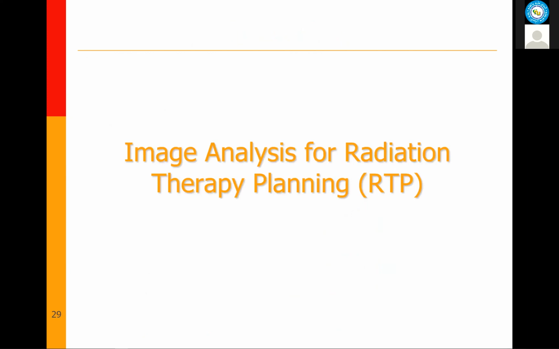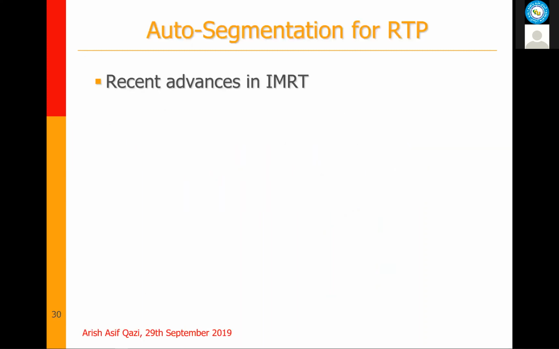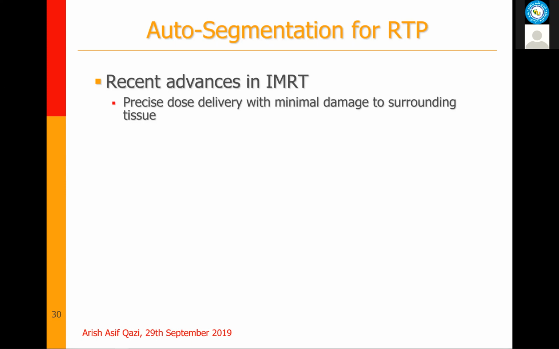Now, let's look at some of the methods that were developed for radiation therapy planning. What is radiation therapy? Radiation is a technique which tries to kill cancer cells. Radiation itself doesn't care about healthy cells or cancer cells; it's going to kill anything in its way. This is not good, because when you are giving radiation to a patient, you want minimal damage to healthy tissues. With recent advances in radiation therapy, specifically IMRT, which is intensity modulated radiation therapy, you can give a precise dose delivery to the tumor with minimal damage to surrounding tissue.